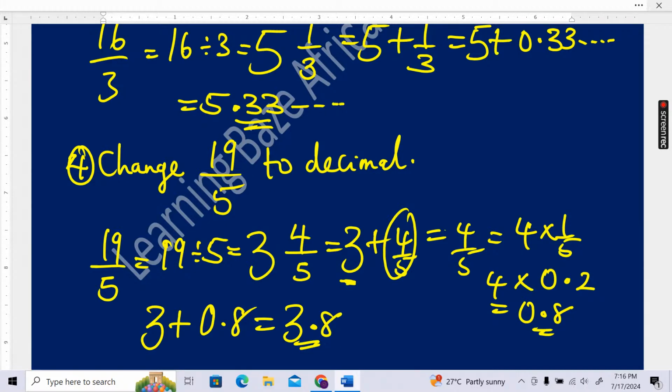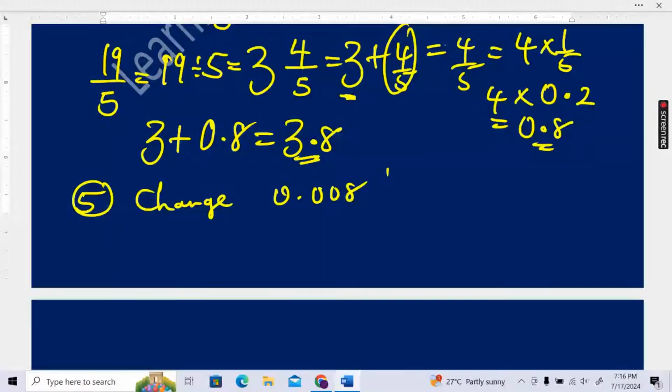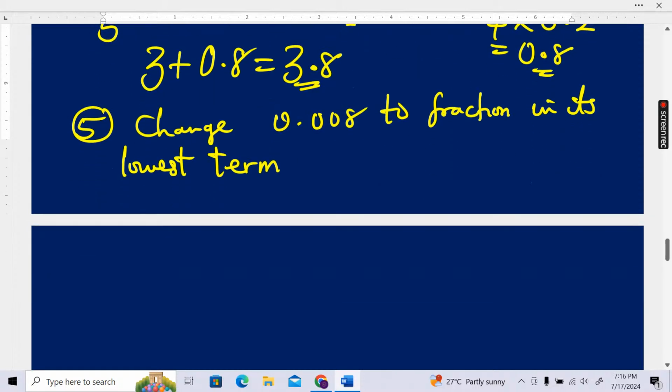If you got the answer right, give yourself 3 stars. Now, the next question will be based on changing decimals to fractions. So now change 0.008 to fraction in its lowest term. I'm waiting for the answer in the comment section. Change 0.008 to fraction in its lowest term.